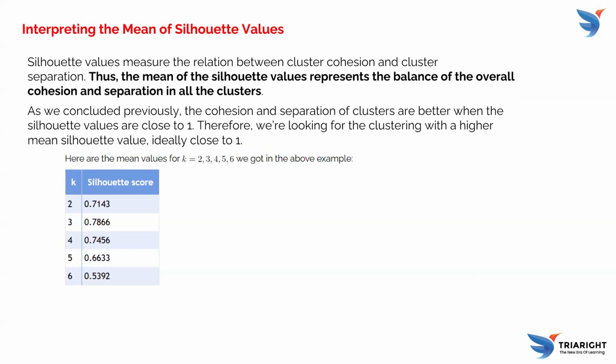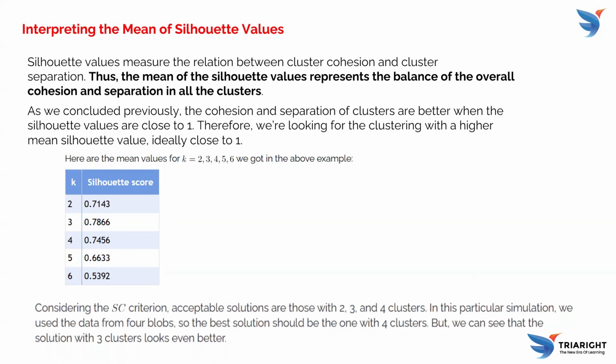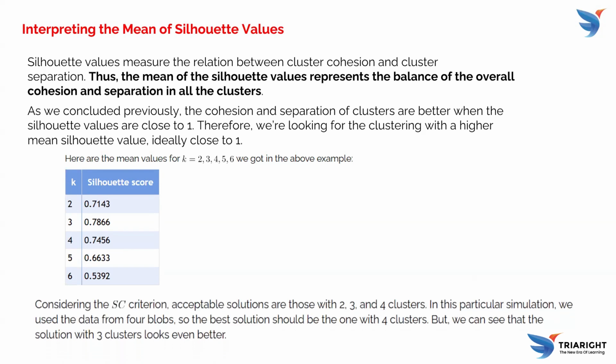Here is the mean for k equal to 2, 3, 4, 5, 6 from the above example, so we have the exact silhouette score of those values. Considering the gradation, the acceptable solutions are those with 2, 3 and 4 clusters, and this is the best for the overall clusters in this data.